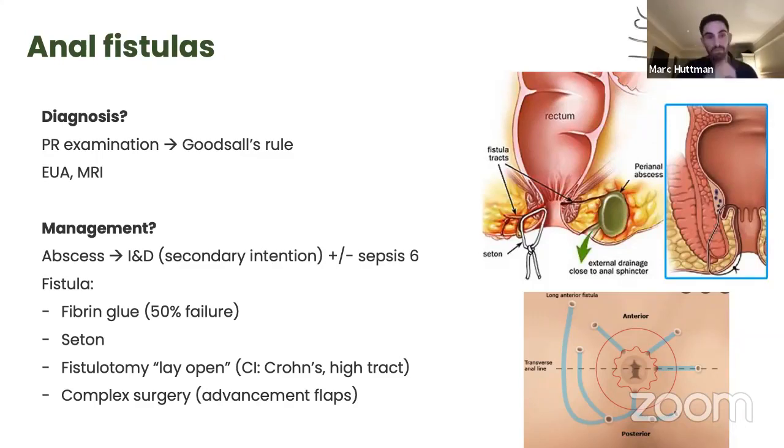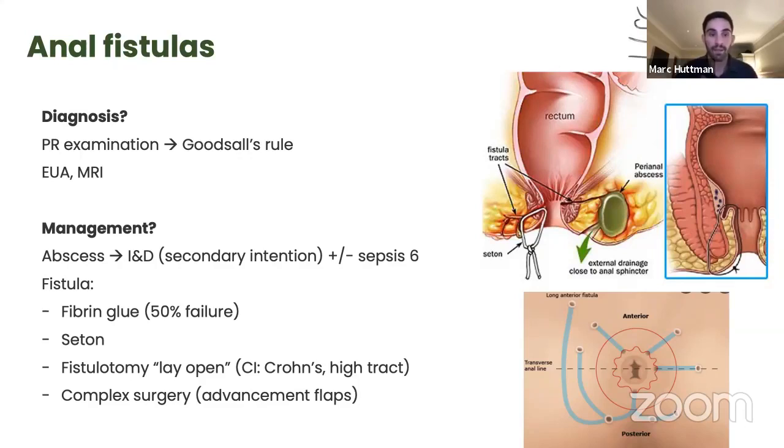How do you diagnose it? Surprise, surprise, it's a PR examination. As with all these benign anorectal pathologies, it's best to have a look and put a finger in it if you can, if they let you. Goodsall's rule is something I will explain very briefly now. It is in reference to that bottom diagram. So in that bottom diagram, we have the anus in the center. We've got the anterior, i.e. 12 o'clock position upwards, posterior 6 o'clock position going down. And we've created an imaginary line across the middle from 9 to 3 o'clock, if that makes sense.